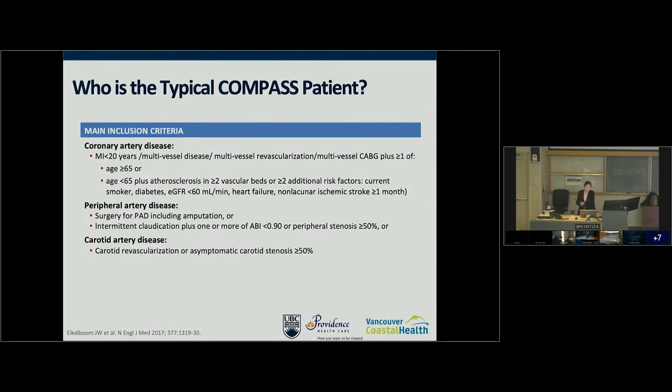For the patients with coronary artery disease, they need to have multivessel disease either on CT imaging or of 50% or more, or they've had a prior PCI or prior CABG, and they're over age 65. If they're not over age 65, they need to have at least 2 additional risk factors to make them eligible. So these are high-risk patients, basically. And then same with the peripheral arterial disease and carotid artery disease patients. They need to have had some sort of an intervention or documentation of at least 50% stenosis.